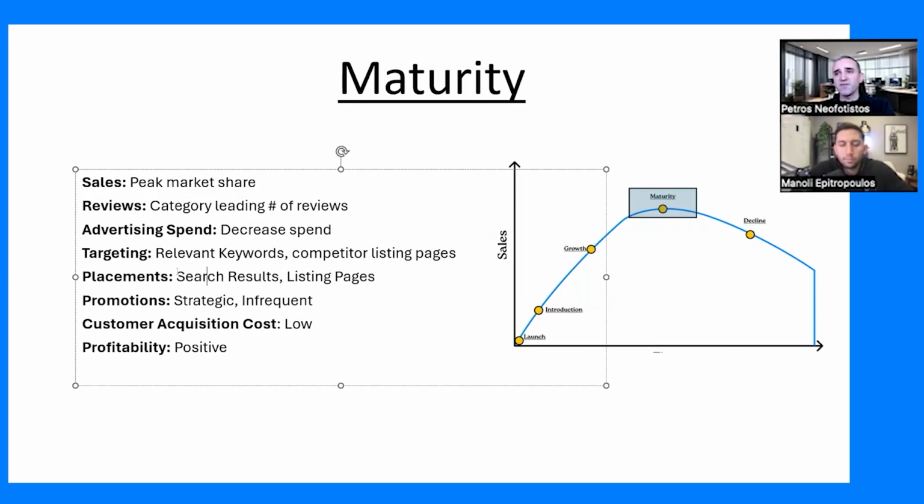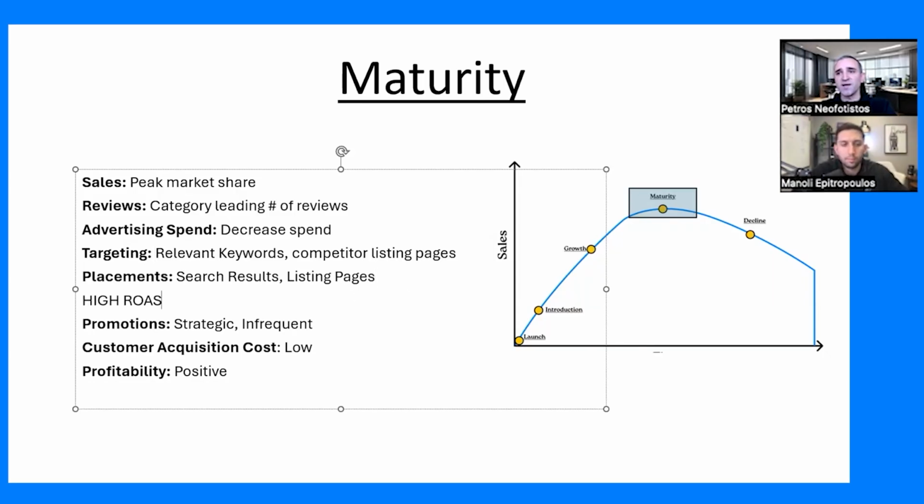Really what you want to think of here as far as your targeting and placements is high ROAS advertising options. So whether that's search results, listing pages, even DSP, sponsored display, whatever, if you're converting at a high rate, that's what you want to spend your money on. You're not necessarily trying to spend at a loss to gain new customers and gain market share at this stage. Promotions, it's more strategic, more infrequent.